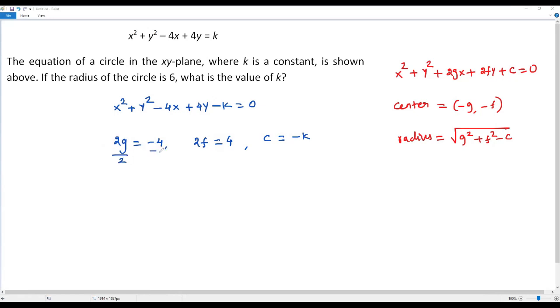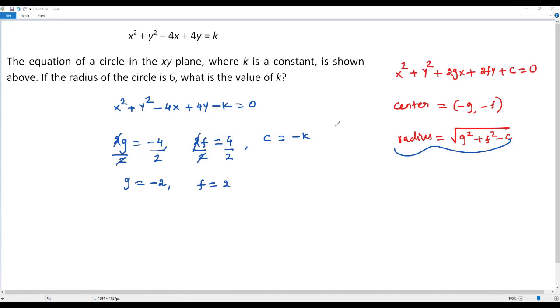In this equation, I divide both sides by 2 to get the value of g. This 2 will cancel out, and I am getting g on the left side. On the right side, when I divide −4 by 2, I am getting −2. Let me divide both sides of the other equation by 2 as well. This 2 will cancel out, and I am getting f = 4 divided by 2, which is just 2. Now I have the values for g, f and c.